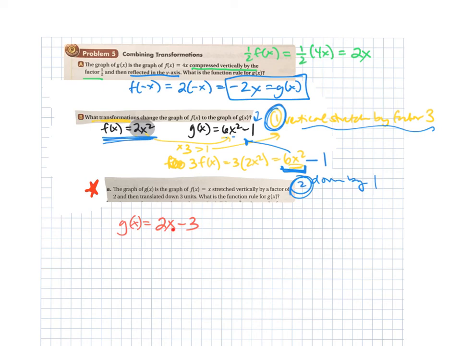Okay, and then hopefully you got 2x minus 3. This is my f of x. To be stretched vertically by a factor of 2 means just this x gets multiplied by 2. And then when you translate it down 3 units, you subtract 3 after the function, so not inside. And that's it.